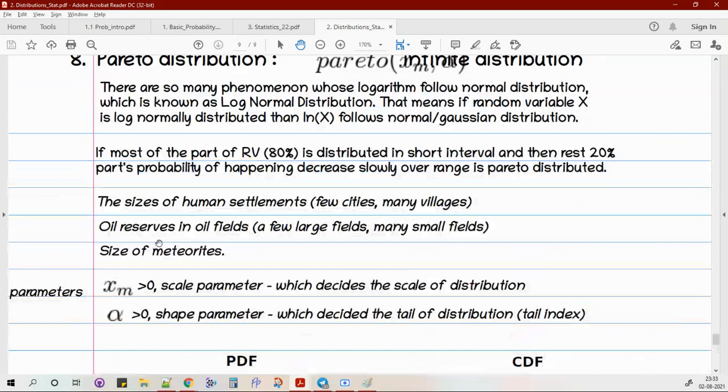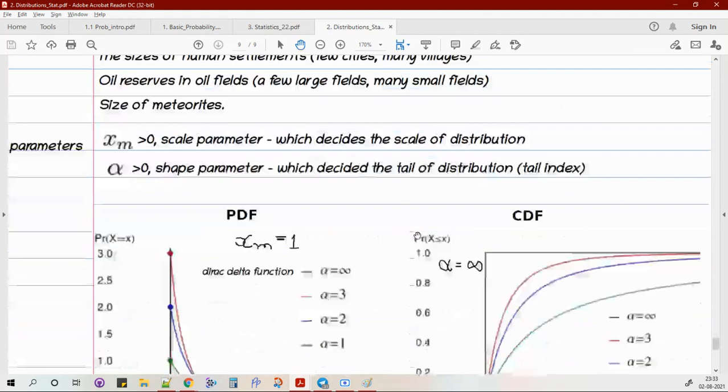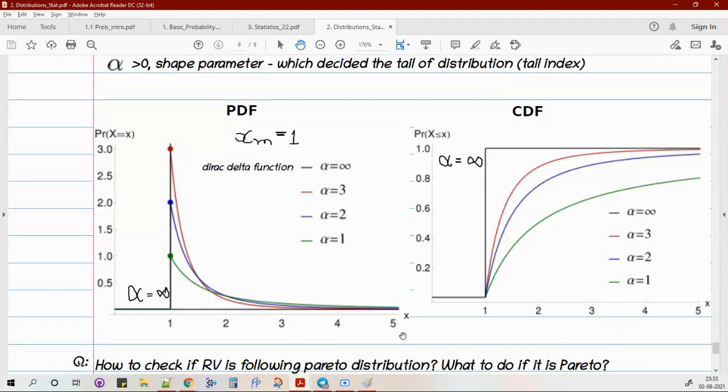Right? So this is also a good example: oil reserves, and the amount of oil they are holding. If I take 5, that means 5 million liters, there would be very few, maybe 10 or 12, oil fields that large. So I will have many fields that have the average value, or around this value, whatever parameter I took.